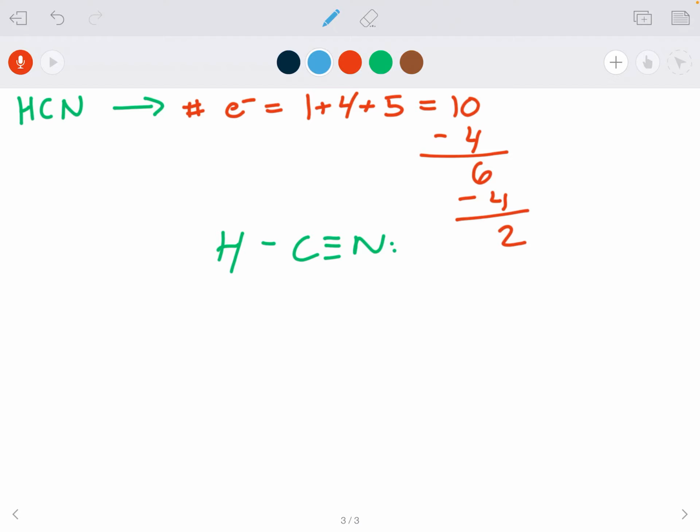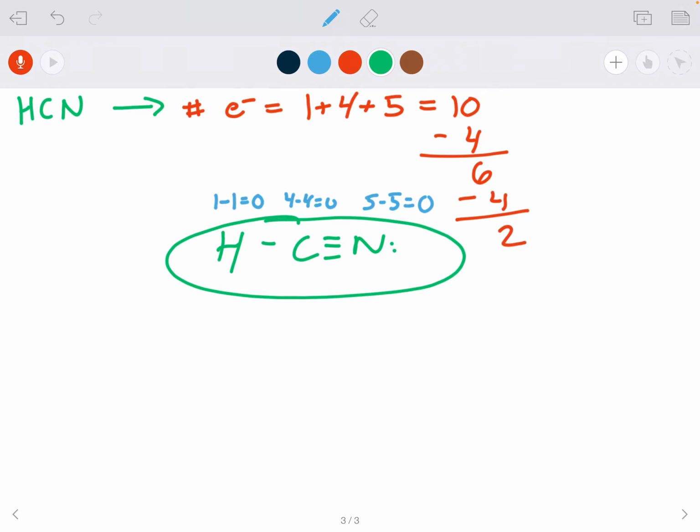Now hydrogen has a formal charge of 1 minus 1 to give 0. Carbon, 4 minus 4. And nitrogen, 3 electrons from the bond, plus 2 from the lone pair is 5, minus 5 valence electrons, 0. So this is probably the best structure because it has an overall 0 formal charge, and HCN has a 0 formal charge.